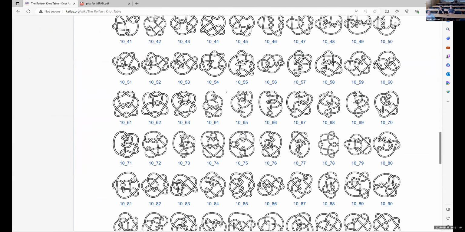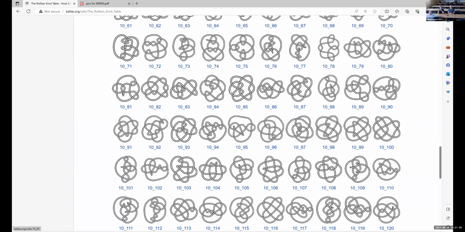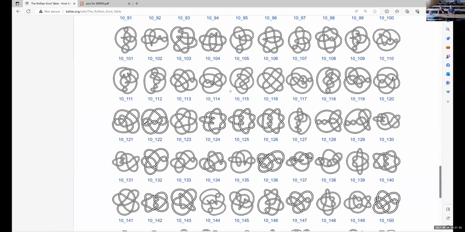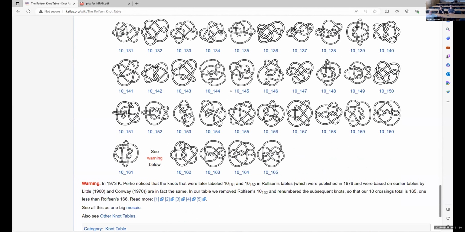It looks like DNA to me. Sorry? It looks like DNA. Yes, in fact it is. Like proteins, rather. Yeah, biologists study the entanglement of DNA strands, and they use some methods from topology. DNA is unknotted, so these are proteins. That's right.